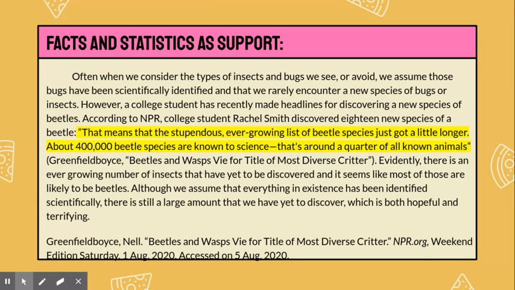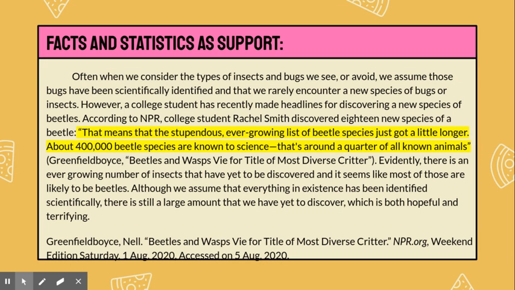Often when we consider the types of insects and bugs we see or avoid, we assume those bugs have been scientifically identified and that we rarely encounter a new species of bugs or insects. However, a college student has recently made headlines for discovering a new species of beetles. According to NPR, college student Rachel Smith discovered 18 new species of a beetle. That means that the stupendous, ever-growing list of beetle species has just gotten a little longer.